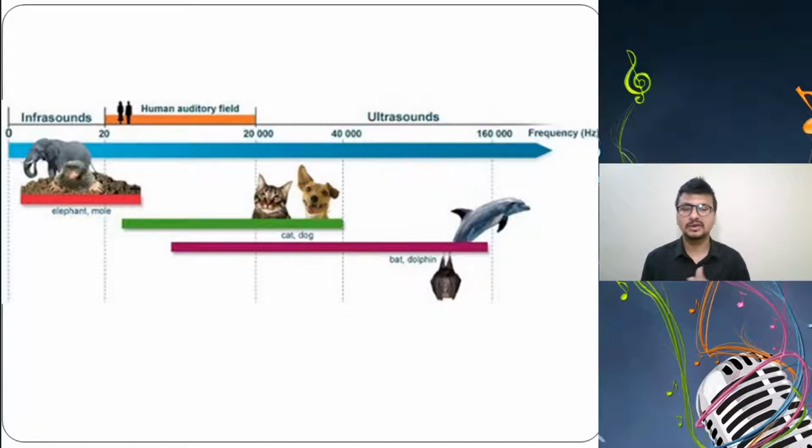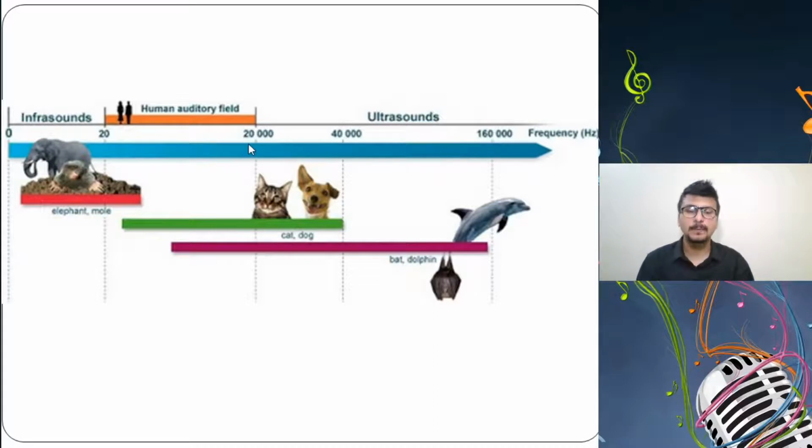We as humans cannot listen to the sound of the infrasonic range, because our human auditory range comes under 20 to 20,000 hertz. So we cannot listen to the infrasound that elephants can hear. The human range is 20 to 20,000, as you can see here in this chart.